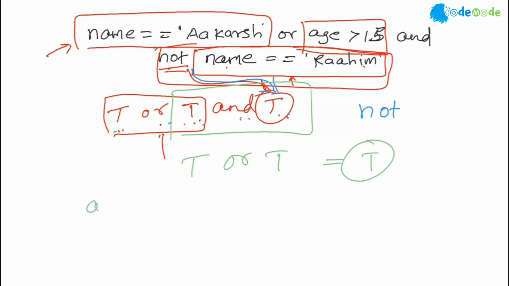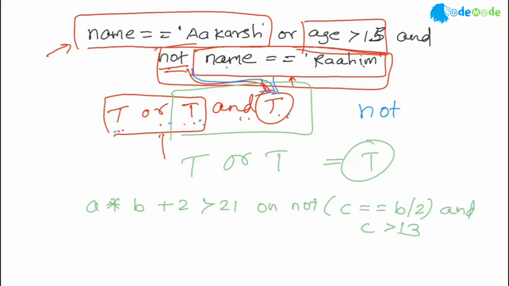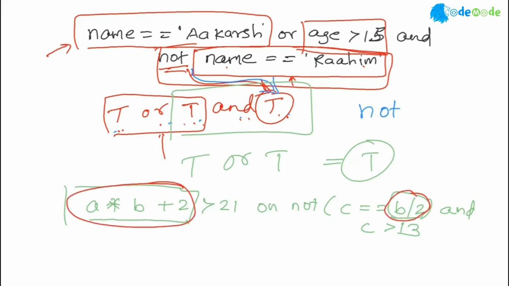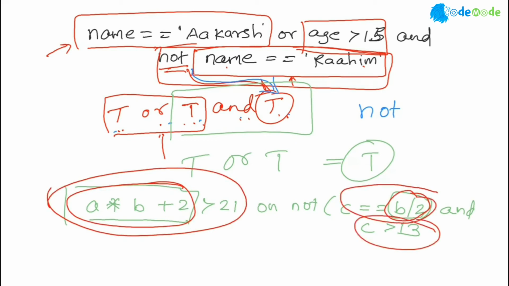So suppose say A multiplied by B plus 2 greater than 21, or not parenthesis C equal to B divided by 2 and C greater than 13, right? Mathematical operator always takes precedence. So first you will always evaluate mathematical operator, which is this part. You will evaluate this part. Let me put it in red. This part and this part. Then it becomes condition, and then this condition, your not, then and finally or.